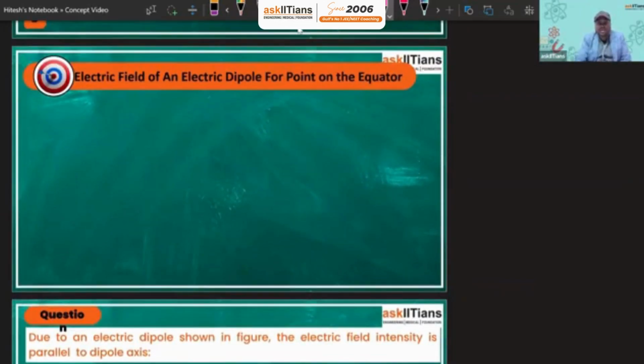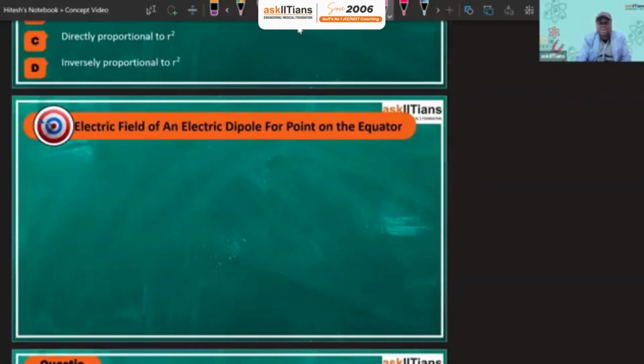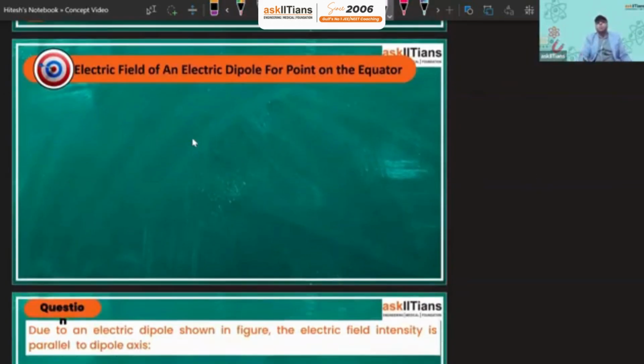Okay, right. Now, what about the electric field for a point on the equatorial line? So what do we mean by equatorial line? It is like this. Let's say we have plus q here, we have minus q here, and this is the separation. And again, this is the midpoint. This is L, this is also L.